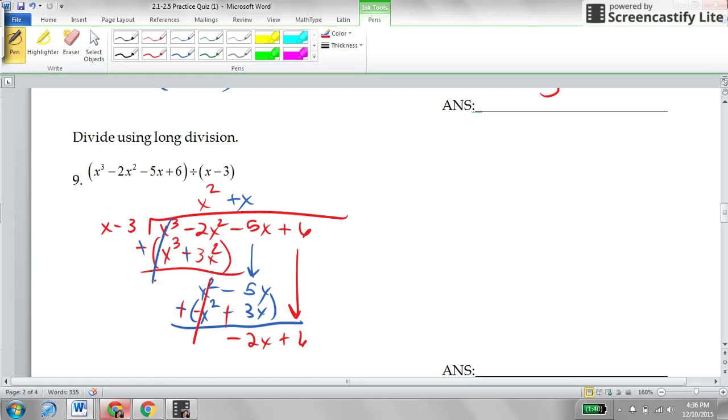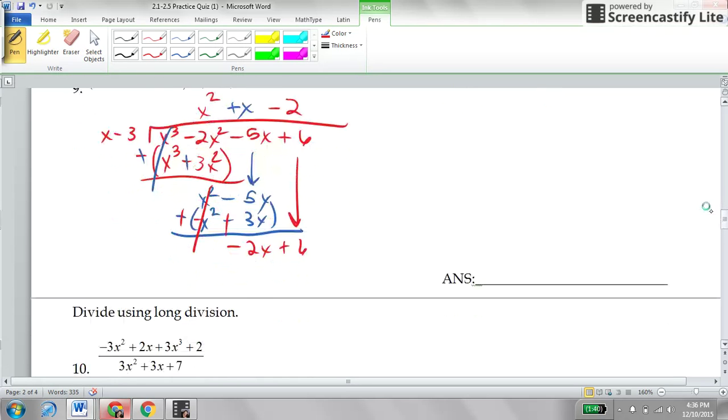To get from x to negative 2x, I'm going to have to multiply by minus 2. So if I multiply by negative 2, I'm going to have to subtract that. So negative 2x plus 6. And when I distribute that negative sign, everything cancels, so I'm not going to have a remainder. So the answer here is x squared plus x minus 2.